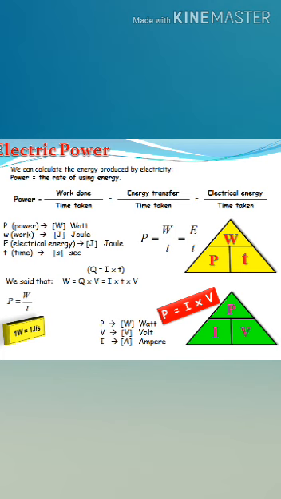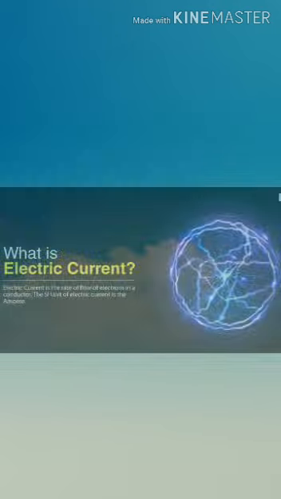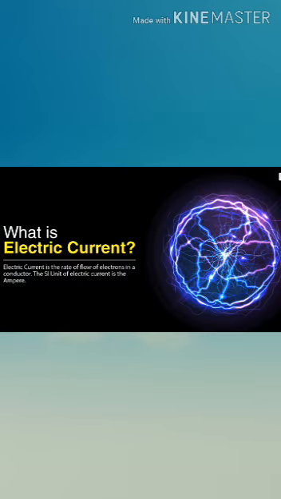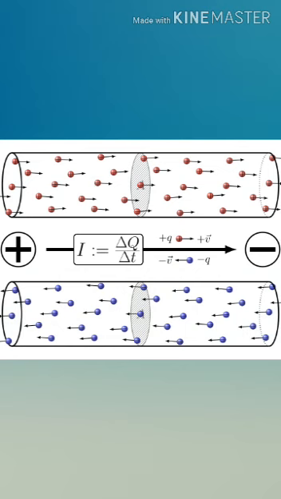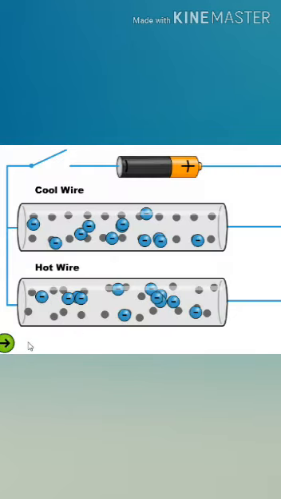Now we are talking about what is electric current. Electric current is the rate of flow of electrons in a conductor. The SI unit of electric current is the ampere. You can see the electrons are moving in the diagram. I equals delta Q by delta T, and here the battery is connected to a cold wire and a hot wire. In both wires the electrons are moving in opposite directions. When we connect to the battery, they move in the same direction as shown here.